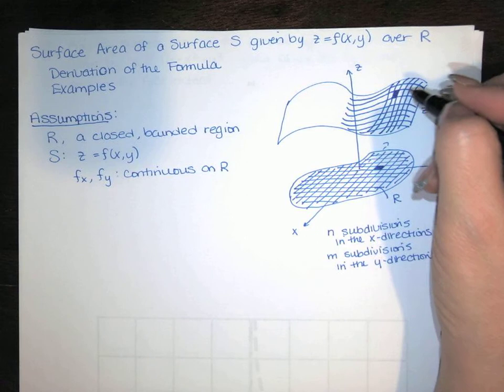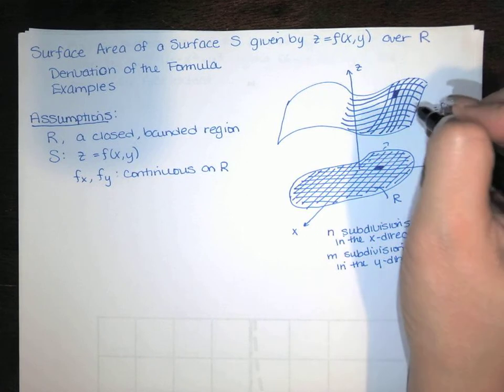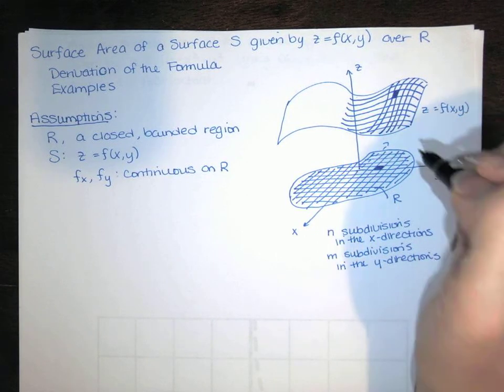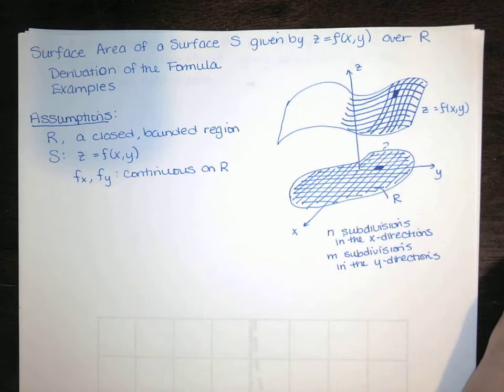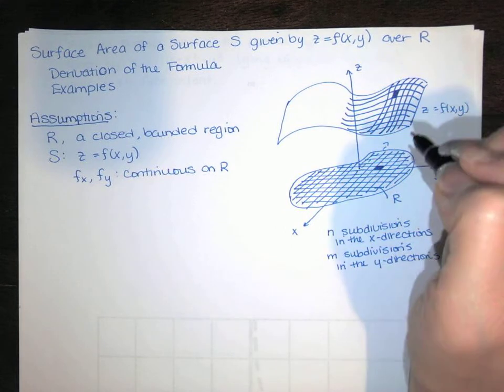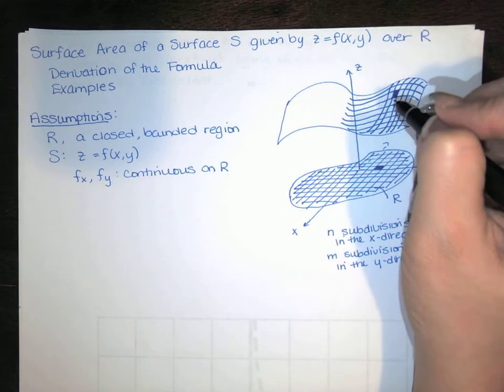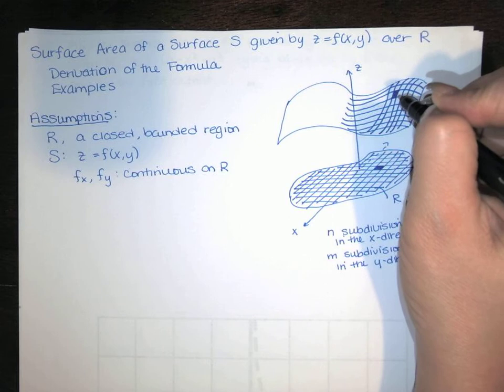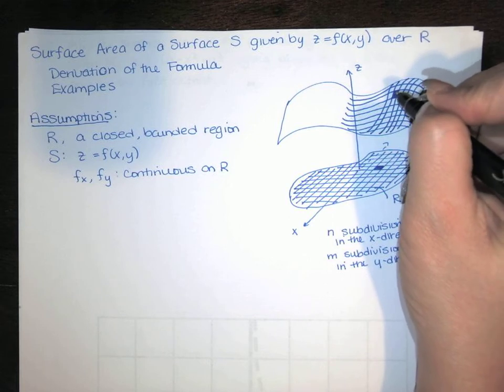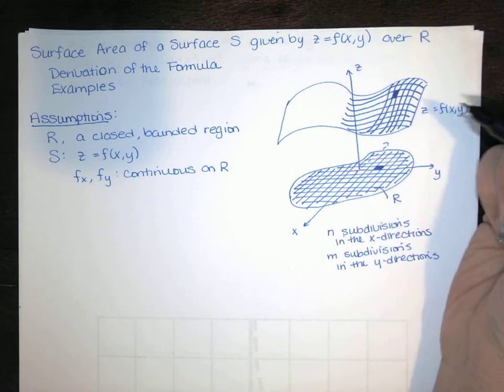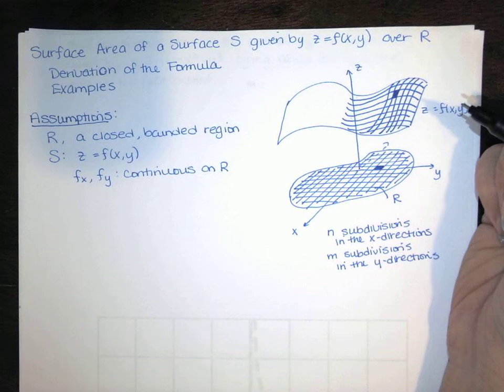And then we'll get a double integral, and that double integral will represent the surface area of this surface over the region R. So it really boils down to finding the area of one piece here, and we can't find the area exactly, but we can approximate that area with a parallelogram.